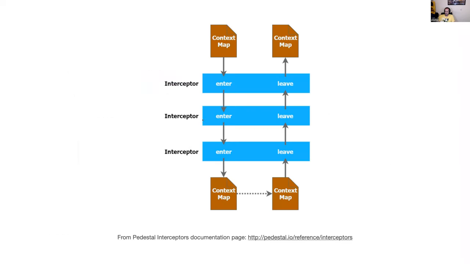So this is from Pedestal. This is an image off their document. You take the context map. You have a bunch of interceptors. These get put on, and it goes through all of the enter chains. You now get a new context map back. That gets fed back through the leave chains, and you get a new result back. That is your context map.